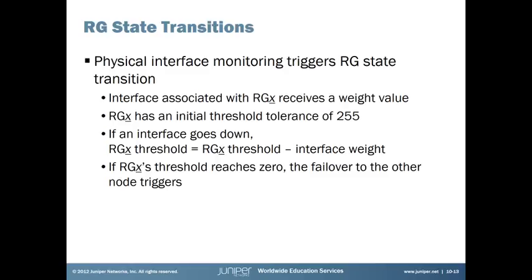Okay, so physical interface monitoring triggers a redundancy group state transition. What we're looking for is an interface failure, essentially, an interface goes down, because if the whole device fails, the interface will of course go down. The interface associated with redundancy group 1, for example, receives a weight value, and redundancy group 1 has an initial threshold tolerance of 255. If an interface goes down, the threshold equals the threshold minus the interface weight. If the threshold value reaches 0, the failover to the other node triggers. So these are configurable parameters. You can configure the threshold, you can configure the weight of a particular interface, and that will determine what happens if that interface fails.